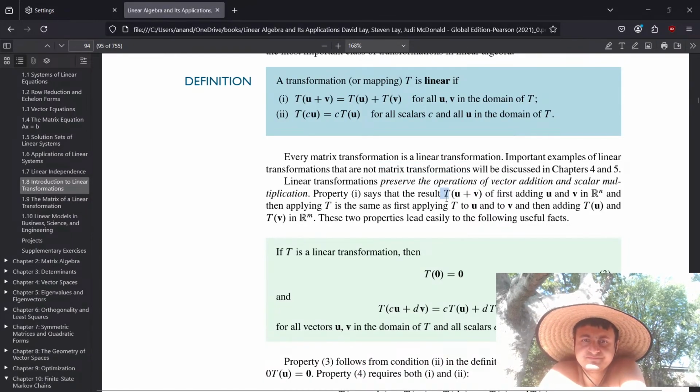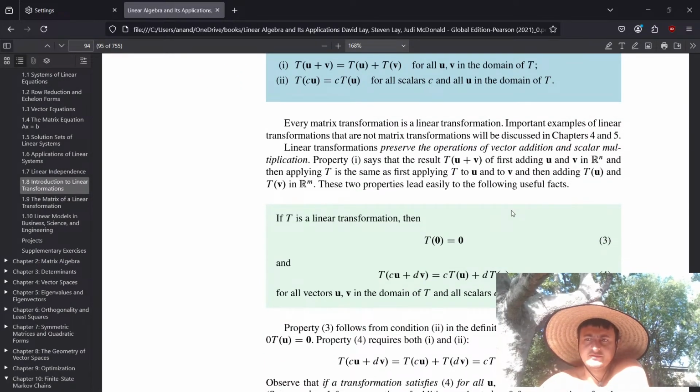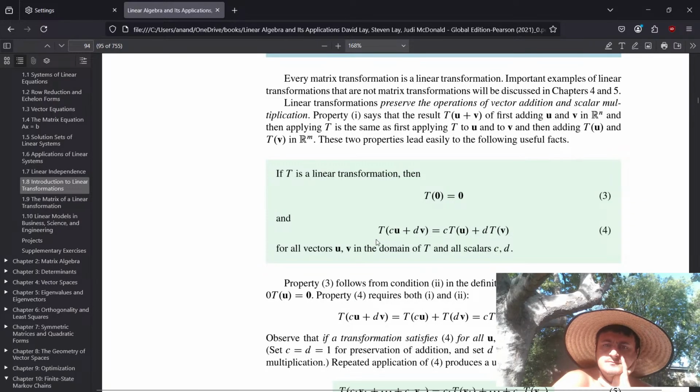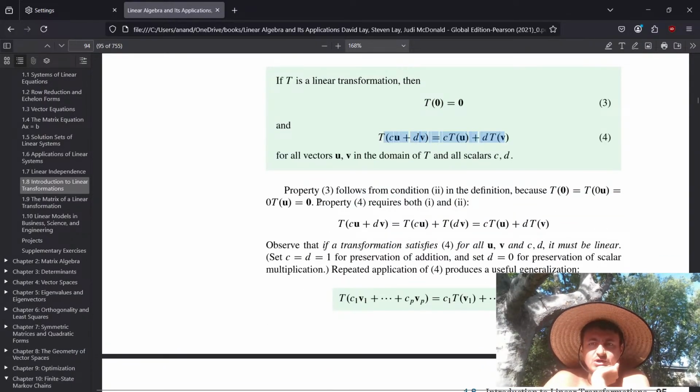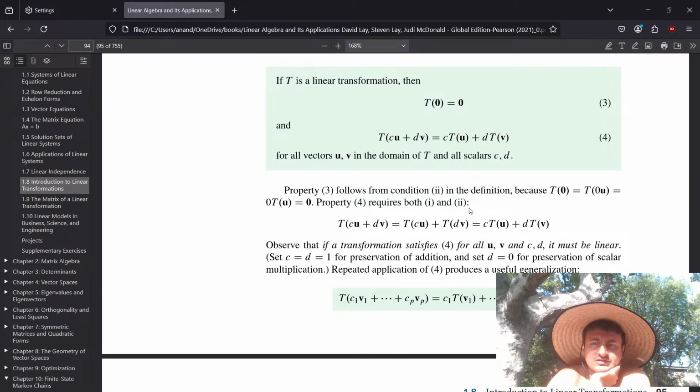Property 1 is the result. All right, so these are consequences of that then. T of 0 is equal to 0. Yeah, this one's obvious. You do the distribution and then you pull it out. Property 3 follows from condition 2 because, oh, okay, sure, 0 times u. And property 4 requires both of them. That makes sense.